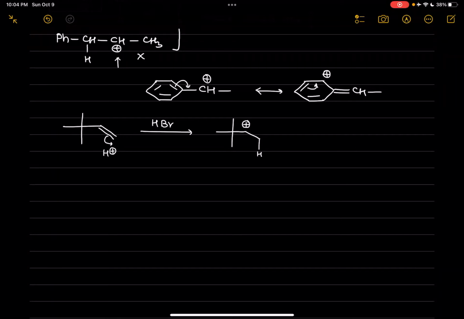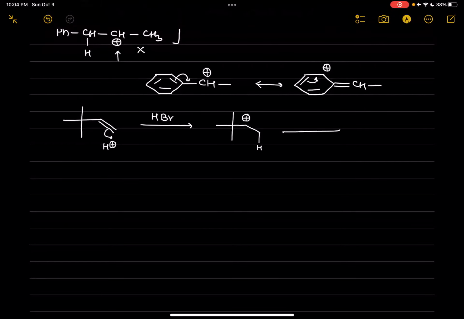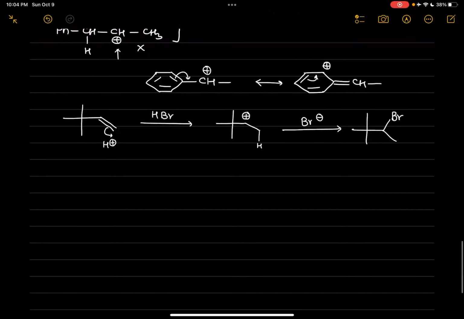Then Br will attach to the cation part. Will the Br come and get connected to the cation? But there is one more opportunity awaiting for the cation. So, rearrangement. Always you should check for rearrangement. Rearrangement of the alkyl group can happen.